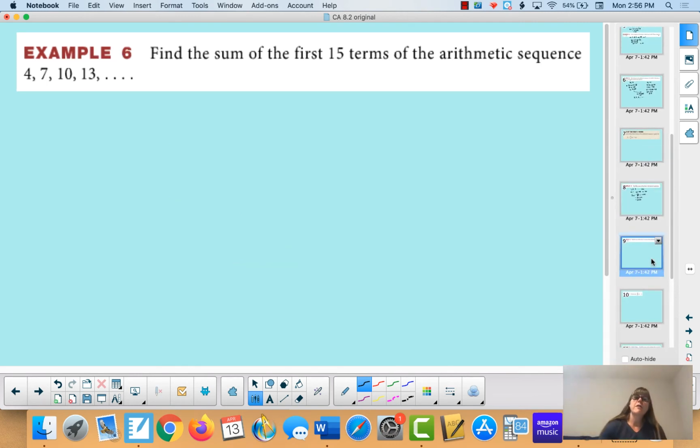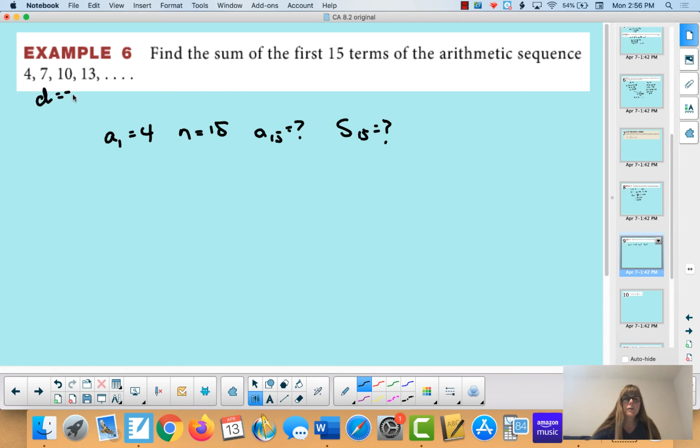In this sequence here, we're trying to find the sum of the first 15 terms of the arithmetic sequence. So again, a sub 1 is 4. Then we know that n is 15. The problem is we don't know what a sub 15 is. So we have a couple of choices. We could keep adding d, which we can see is 3, until we get to the 15th term. That's going to take a while though, and say we had to find the 100th term, that's not going to be the best way to do that.